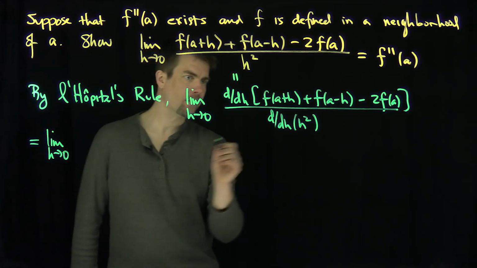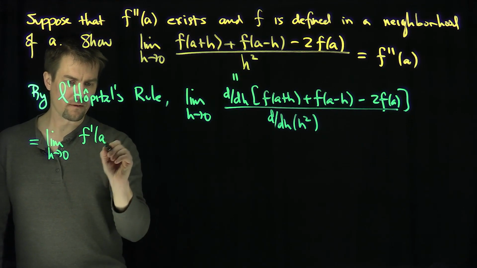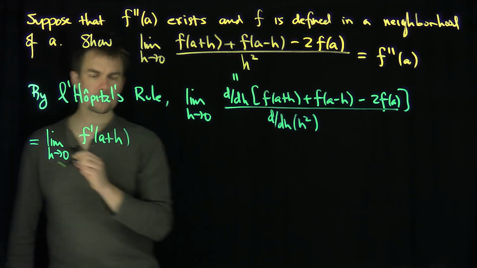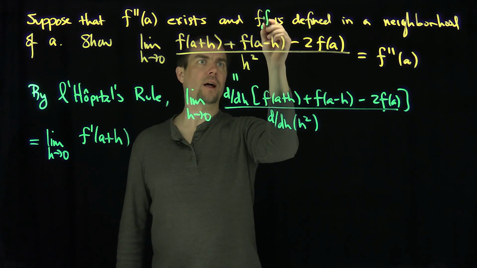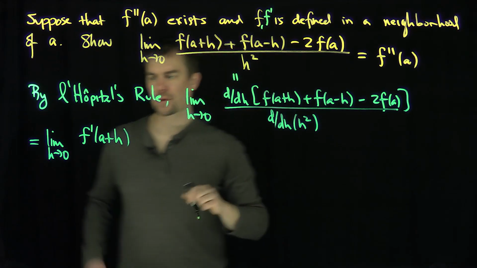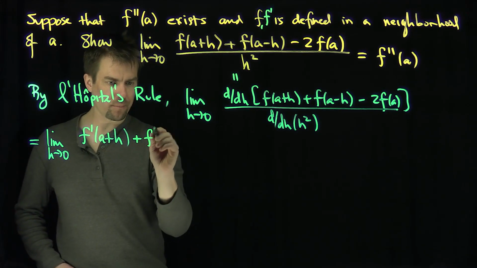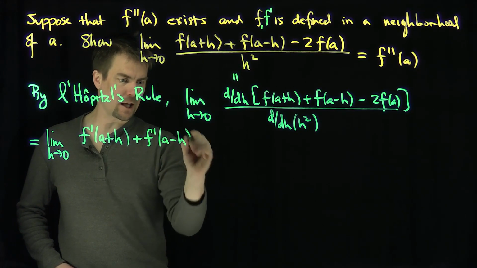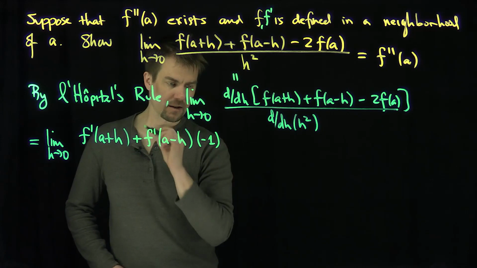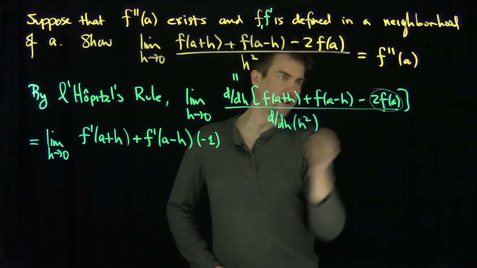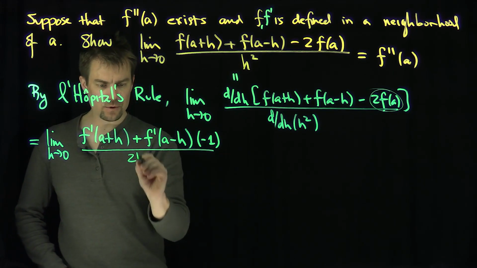and then the derivative of this will just be f prime of a plus h. And I have to assume that f is defined, and let's also assume that f prime is also defined in those regions, okay? And then plus f prime of a minus h, and then the derivative of negative h is going to be a negative 1. The derivative of twice f of a with respect to h is 0 because there's no h's there, and this is all divided by 2h.